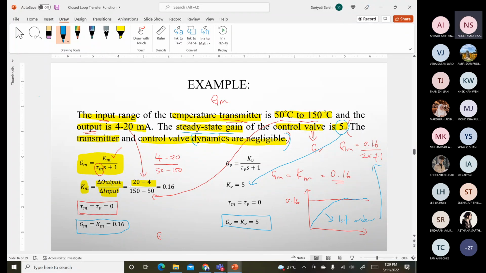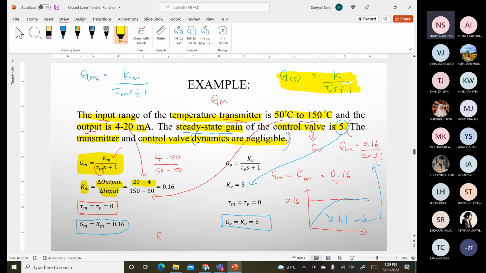So here I put this one, GM equal to KM over tau MS plus 1. So this one, if you refer to GS, the transfer function equals K over tau S plus 1. So this is the general transfer function.